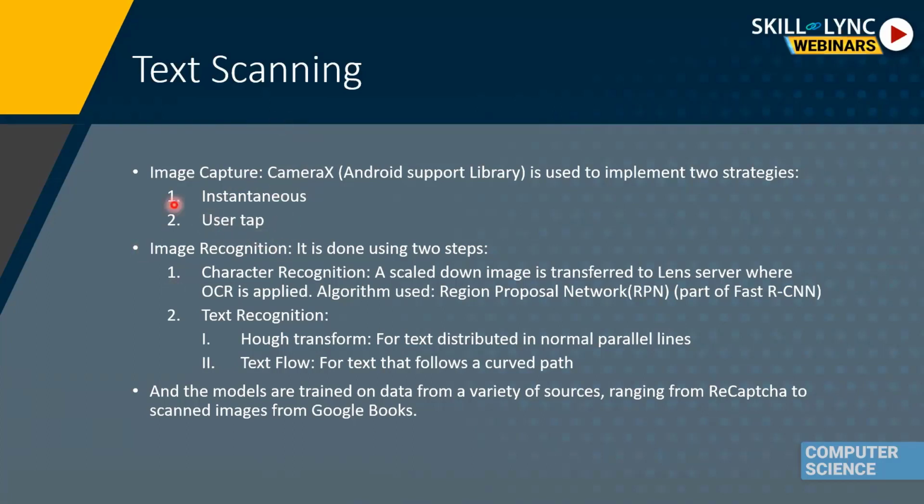After we capture an image, if you're scanning some text, we have to do some character recognition. We use OCR for it, and the algorithms that we discussed in the last slides, region proposal networks, which is a part of RCNN, Fast RCNN. Google uses it in its Google Lens app.